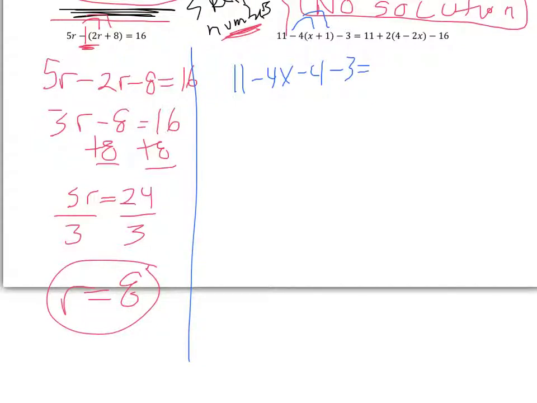On the right side, we still have our 11. We're going to distribute the 2 into here and here. And because we have plus 2, it's positive. So 2 times 4 is 8. 2 times negative 2x is negative 4x. And then we have our minus 16.